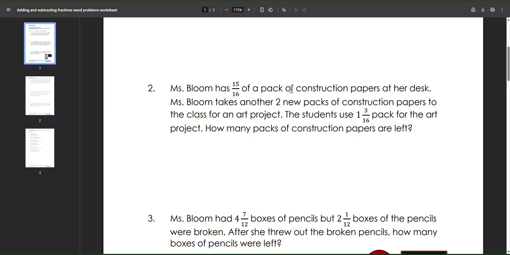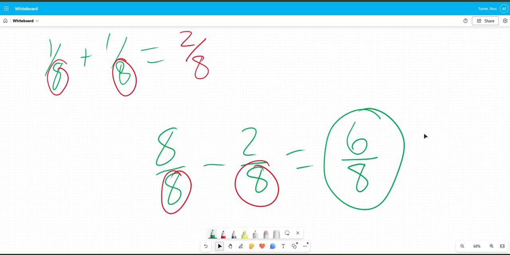So first and foremost, we need to keep this information and this information. Everything that we put together and we gather means that we're adding. So 15/16 plus 2 wholes. Let's figure out how to represent that first, though. Let's go ahead and erase.